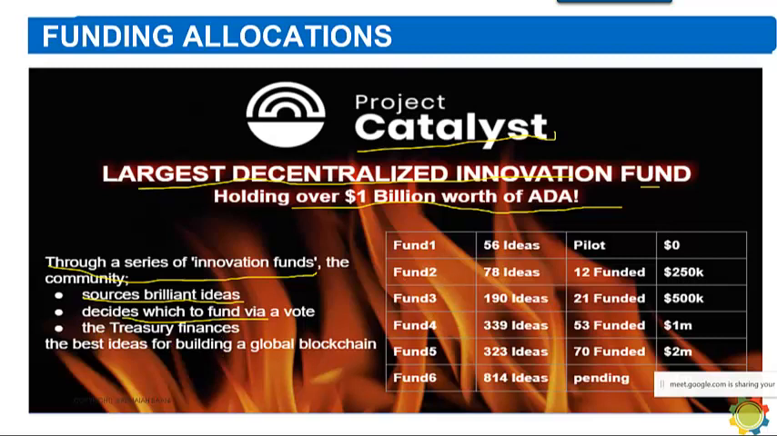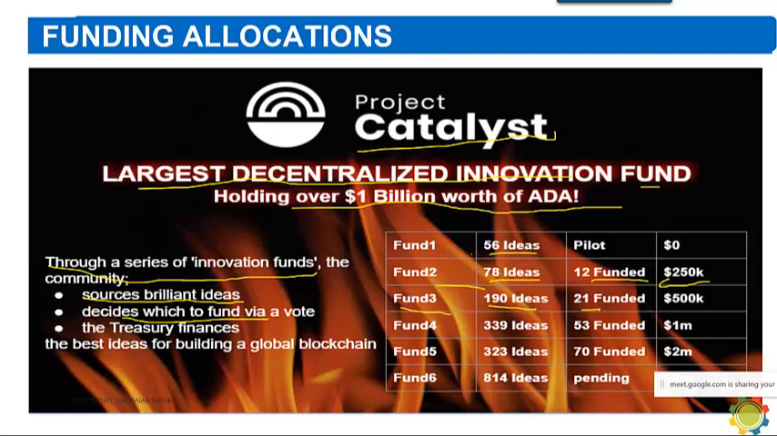So it started from Fund 1, and during that time they received 56 ideas from the community, and because it was the pilot, they didn't allocate any amount there. And in Fund 2, they received 78 proposals and funded 12 of them, which all cost $250, with a budget of $250,000. Then in Fund 3, 190 ideas were submitted.